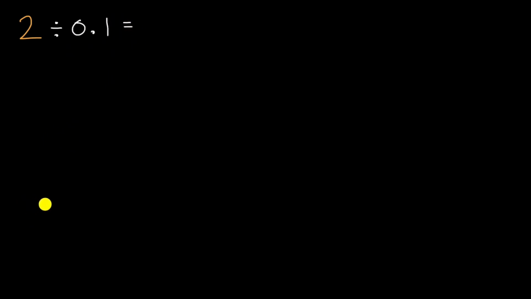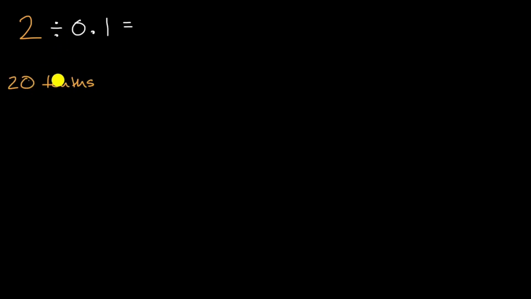And there's a couple of ways that we can approach it. One way is to think about everything in terms of tenths. So 2 wholes is how many tenths? Well, a whole is equal to 10 tenths, so 2 wholes is equal to 20 tenths. So I could rewrite the 2 as 20 tenths.